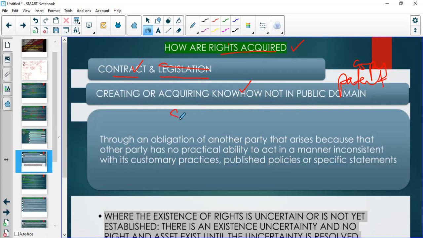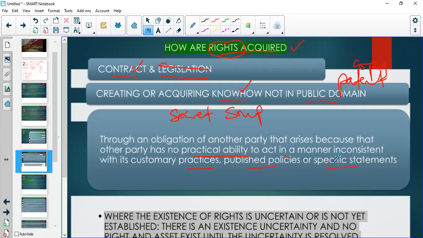Or some secrets that you have, like some secret ingredients for making some delicious soup, and nobody knows that. So the fact that you have acquired the knowledge which no one else has constitutes you acquiring a right, because you have a right to use that knowledge to better your business position. So you need to look for how the right was acquired. Okay, so another party could have an obligation that it has no practical ability to act in a manner consistent with its customary practices, policies, or specific statements.